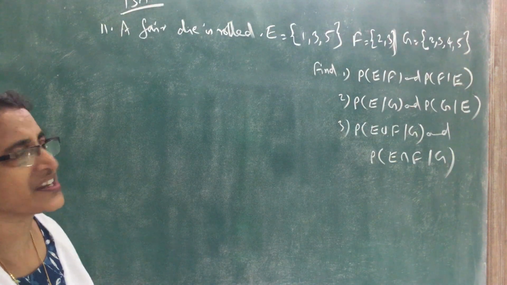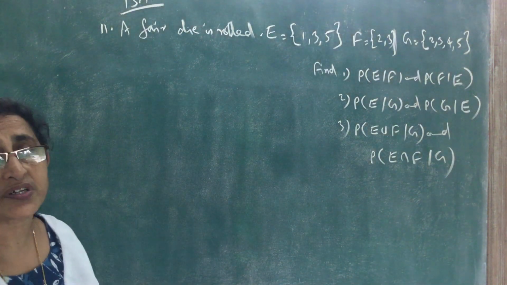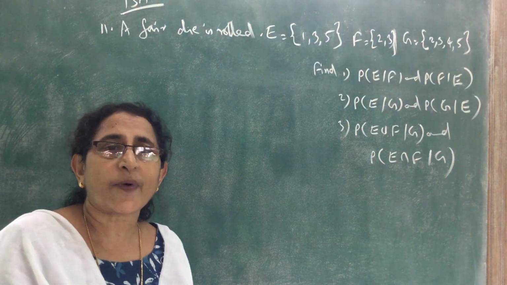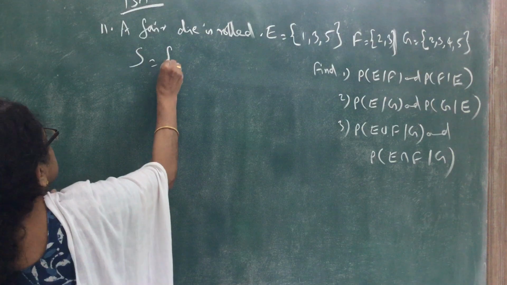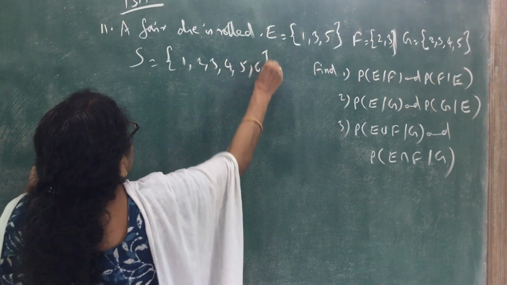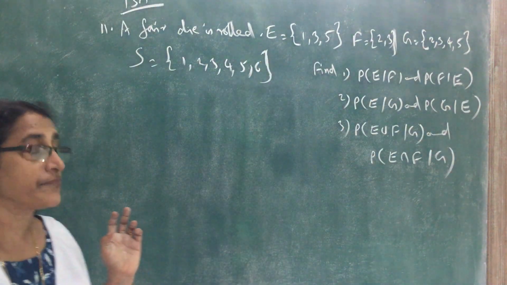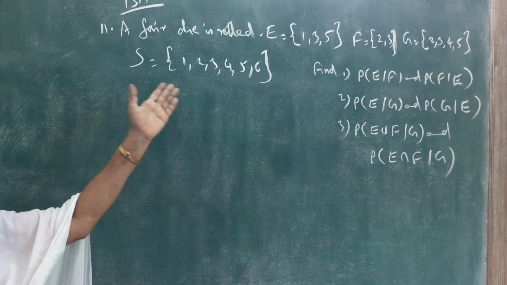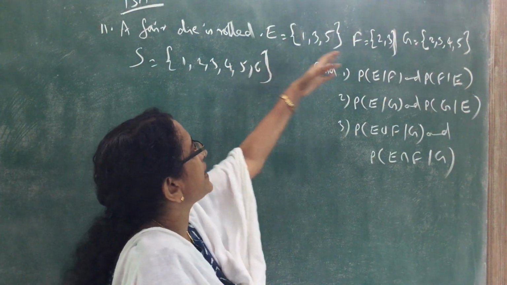Now first we have to consider what the experiment is. A fair die is rolled. So what is the sample space? Write the sample space first: S equal to the set {1, 2, 3, 4, 5, 6}. That is the sample space. Now we have to consider that the events are given as sets, so it is easy.